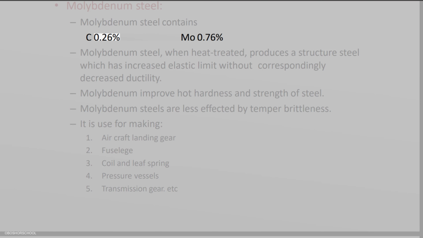Molybdenum steel. Molybdenum steel contains C 0.26%, Mo 0.76%. Molybdenum steel, when heat-treated, produces a structural steel, which has increased elastic limit, without correspondingly decreased ductility. Molybdenum improves hot hardness and strength of steel. Molybdenum steels are less affected by temper brittleness. It is used for making: 1. Aircraft landing gear 2. Fuselage 3. Coil and leaf spring 4. Pressure vessels 5. Transmission gear, etc.